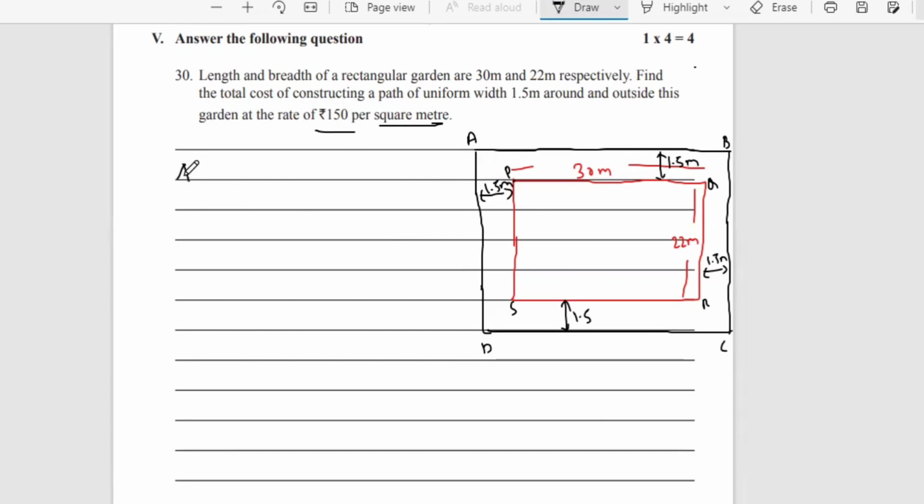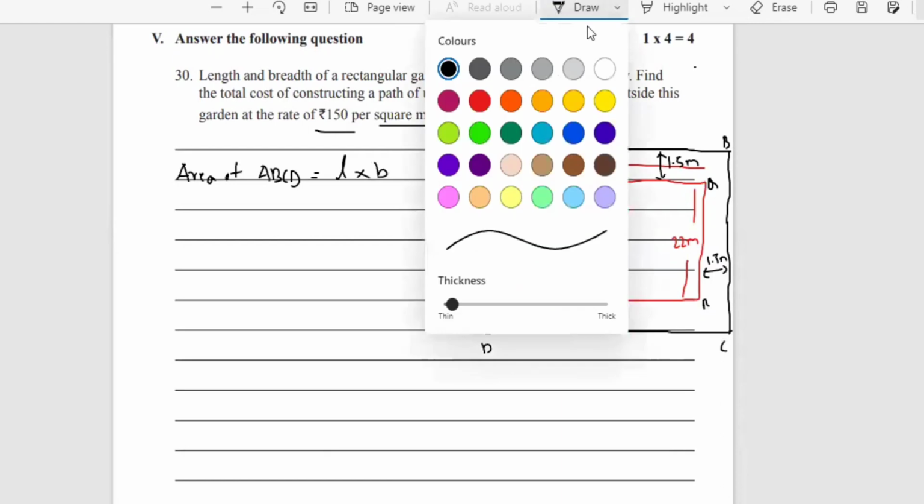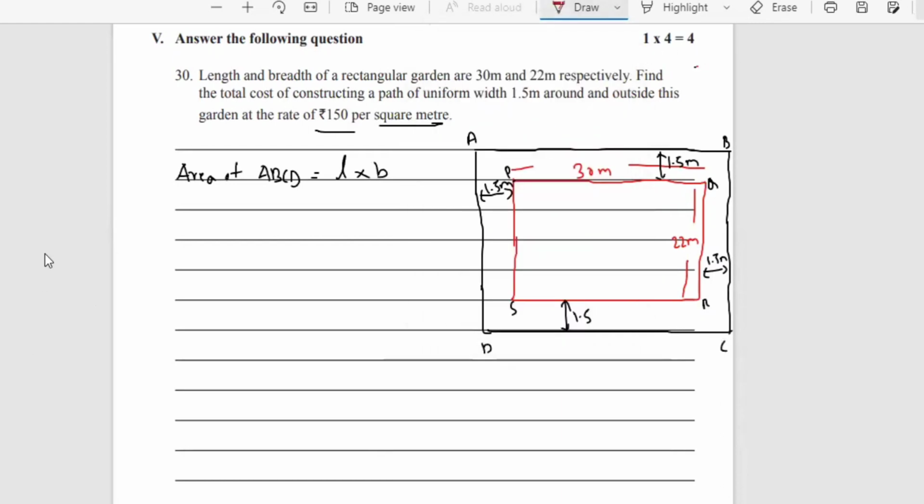So let us find the area of the bigger figure, that is the area of ABCD. Now ABCD is in the shape of a rectangle, so we're going to apply the rectangle formula, that is length into breadth. In the bracket, we're going to write something. What is that? It includes the garden.